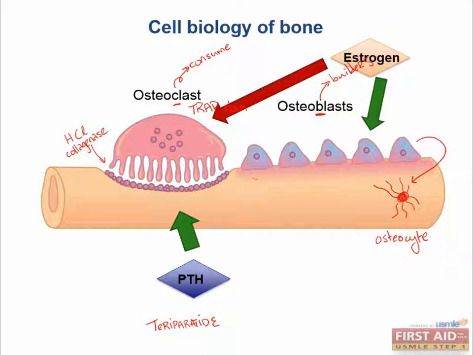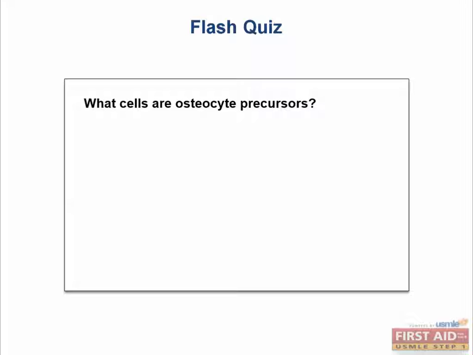Estrogen is also important in bone homeostasis, in that it prevents apoptosis of osteoblasts and osteocytes while promoting apoptosis of osteoclasts. Overall, it promotes bone anabolism. When is estrogen lacking? Either due to menopause or surgery, and osteoporosis can result. One final flash quiz before we move on to pathology. What cells are osteocyte precursors? Osteoblasts.